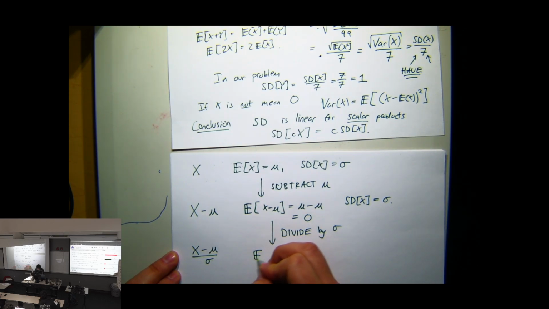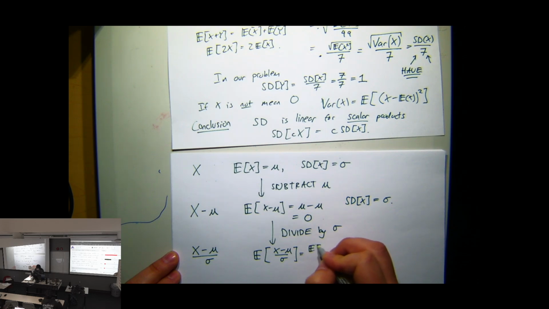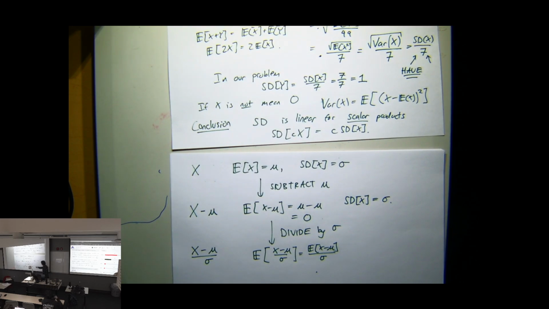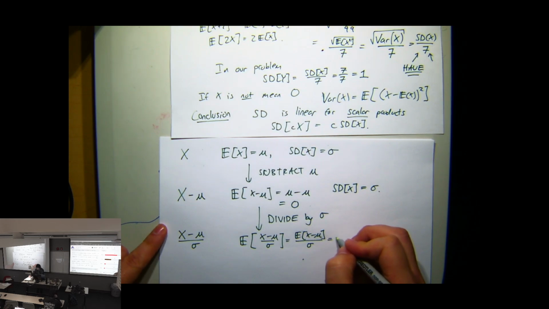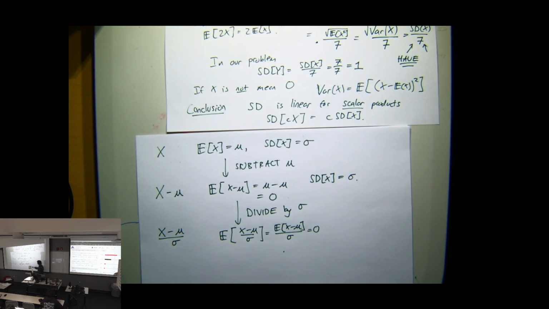And we ask, what is the new expected value? X minus mu divided by sigma. That's going to be the old expected value divided by sigma. But the old expected value of this guy was 0. So it's 0 divided by sigma, also known as 0. So by doing these operations of subtracting mu and dividing by sigma, we made sure the mean was 0.